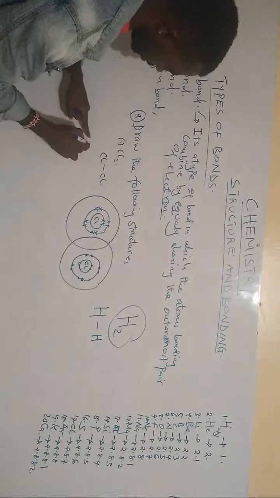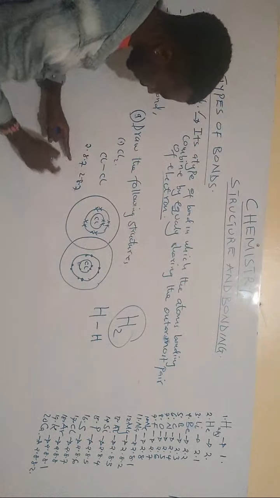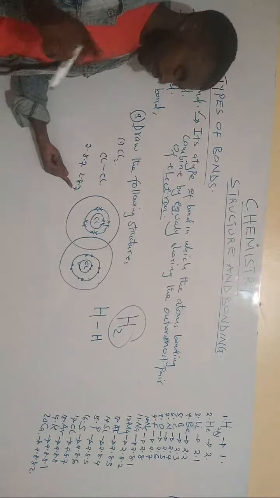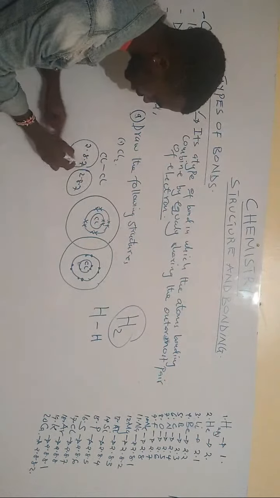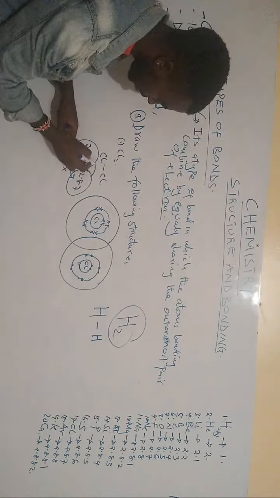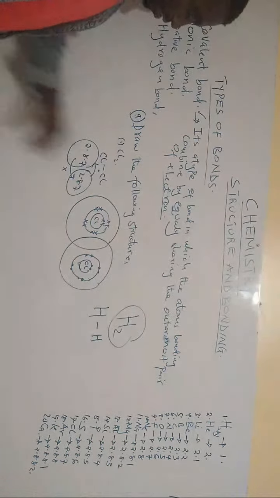So it is 2, 8, 7. 2, 8, 7. This one needs only one electron to be stable, and this one needs one to be stable, right? So they can only share one, because each needs one. This one gives one cross, this one gives one dot, and at the end of the day, they are sorted.